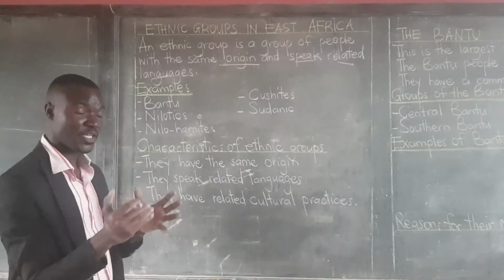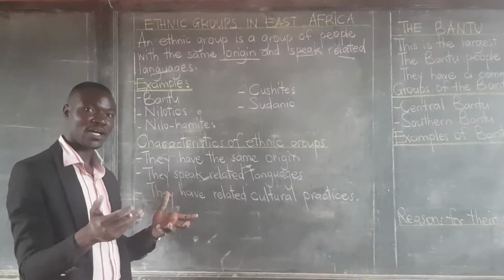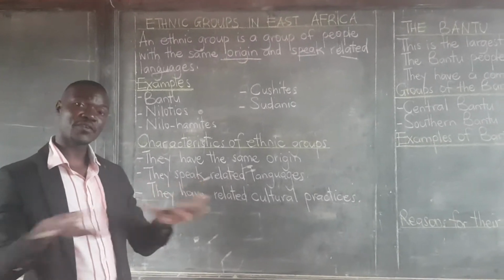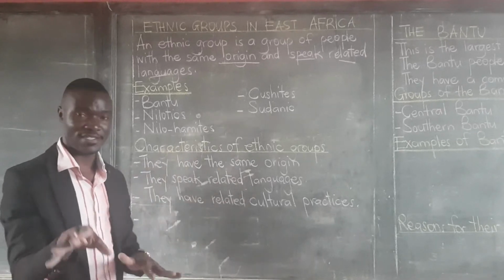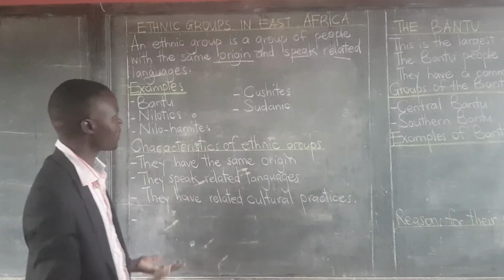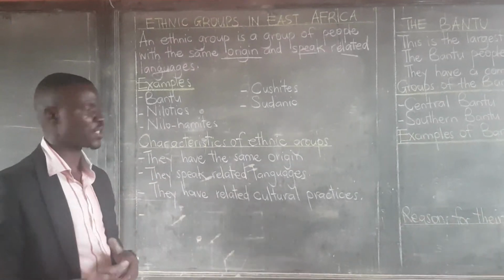For example, here in Uganda, the Baganda, the Basoga and the Banyankole are from one ethnic group. When they speak, the words are related. They understand each other, much as they do not speak the same language. However, we shall go into that when looking at the tribes of each ethnic group.